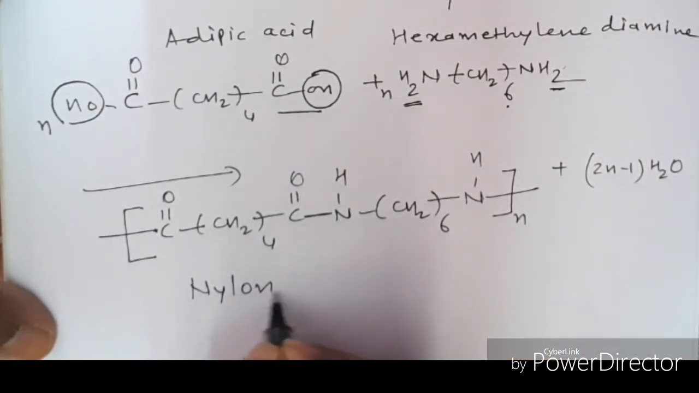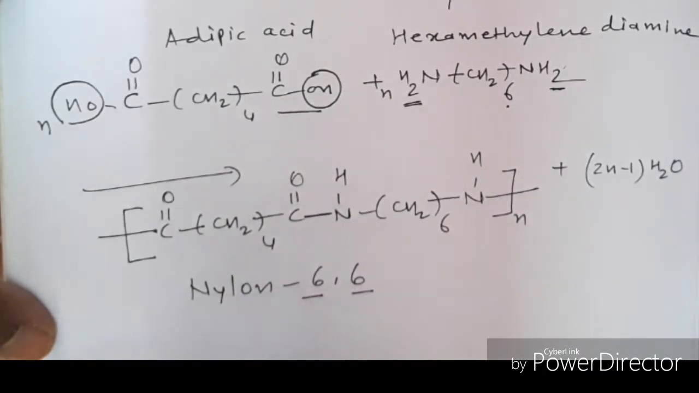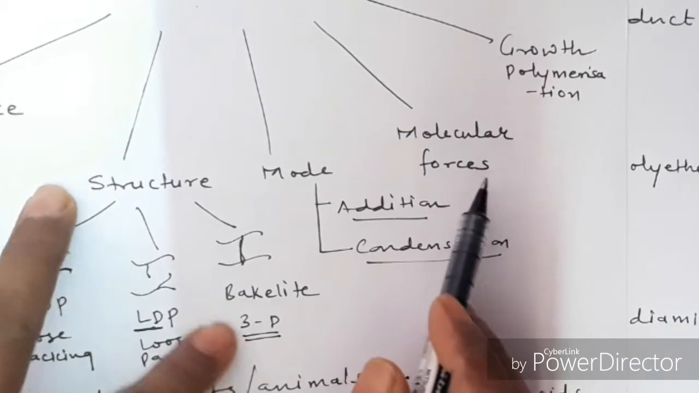The name of this famous polymer is nylon 6,6. This year in the board the question was asked why it's called 6,6. The reason is because both the monomers have 6 carbon atoms each. Now let's go to the fourth one, molecular forces.